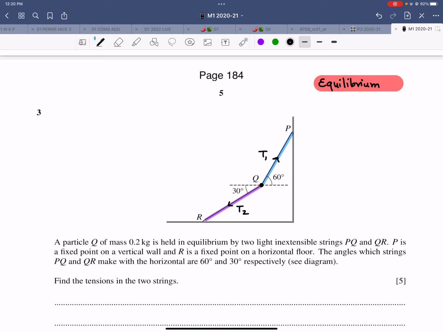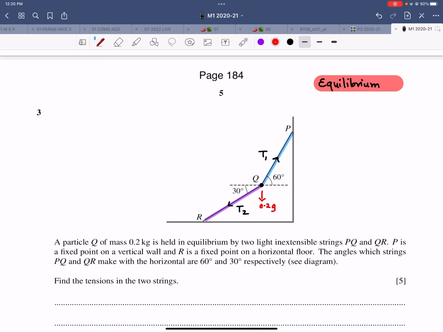Now I have drawn this in the opposite direction. Why? Because T1 is trying to pull it up, T2 is trying to pull it down. What else should be included? We should include the weight of this thing, that is 0.2 g. So this is 0.2 multiplied by g.